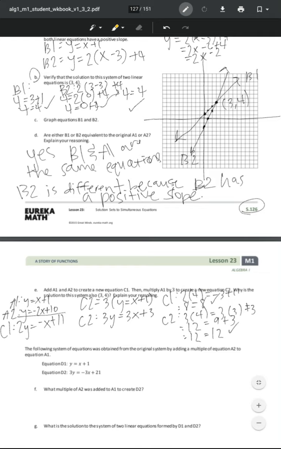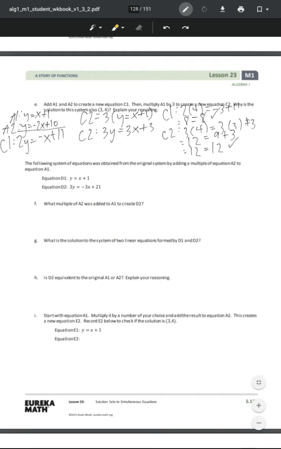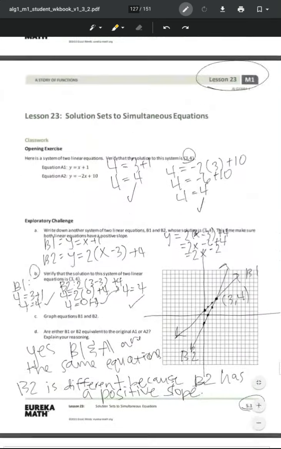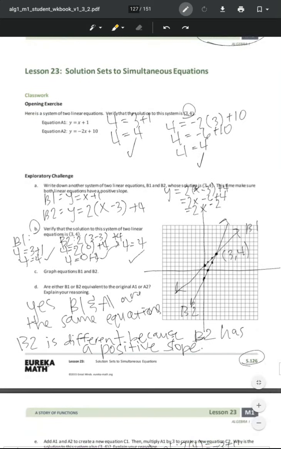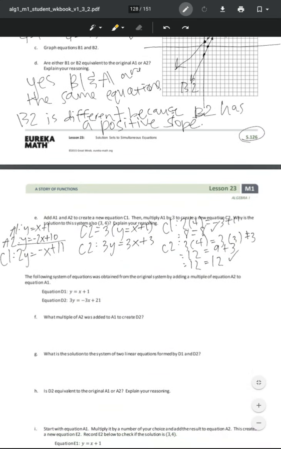Okay, so using that information, we're going to look at another example. All of these equations are built off of each other. We started with A1 and A2 up here. Then we created B1 and B2 from that. And then we also created C1 and C2. Now they've given us equations D1 and D2. D1 is the same thing as A1 and B1, and D2 is the equation that's slightly different.